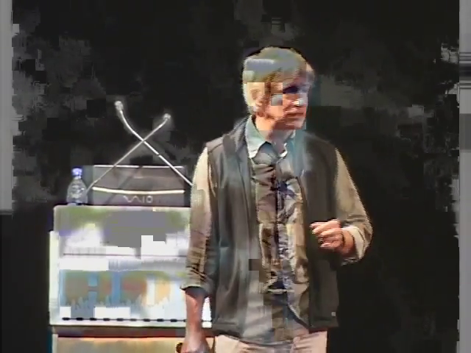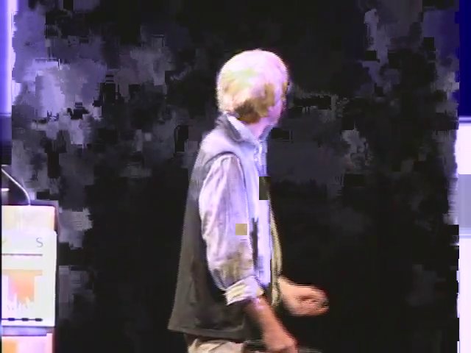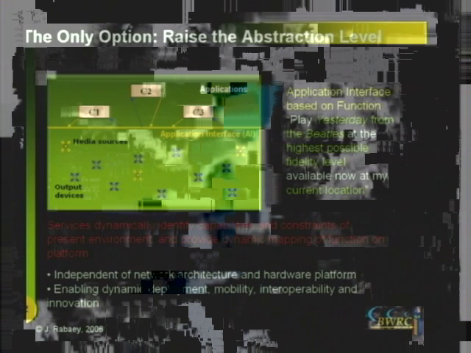We should be agnostic of the physical layers, the devices we have around us, and so on and so forth. And what we want to think about is contents and quality of service. So, independent of network architecture and hardware platform, enabling dynamic deployment, mobility, interoperability, and innovation. That's really what we're looking at. And the way to do that is to layer on top of this set of devices we have, this physical platform we have, with this middleware.